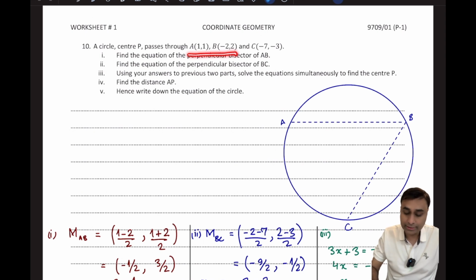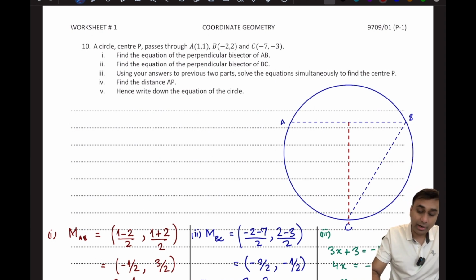Now, AB is a chord, and a perpendicular bisector of that chord must be passing through the center of the circle. So if you would just draw a perpendicular bisector, you would know that somewhere on it, there must be a center of the circle.